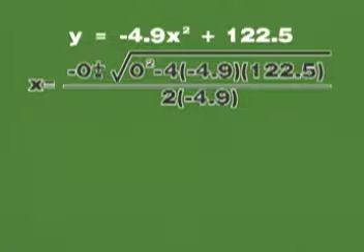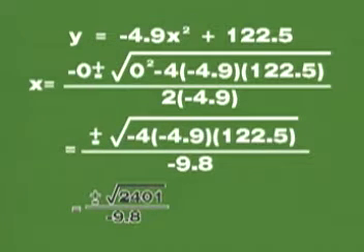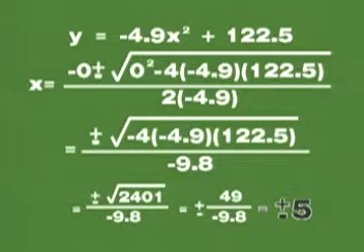This will give us x equals -0 plus or minus the square root of the quantity 0 squared minus 4 times negative 4.9 times 122.5 all over 2 times negative 4.9, which equals x equals plus or minus the square root of the quantity negative 4 times negative 4.9 times 122.5 all over negative 9.8, which equals x equals plus or minus radical 2,401 over negative 9.8, which equals x equals plus or minus 49 divided by 9.8, which equals x equals plus or minus 5.